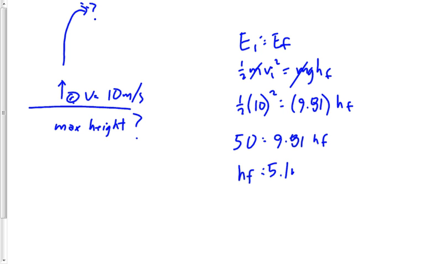So a problem that looks completely different. Find the max height of the ball versus find the speed of the car when it reaches the ground. Ends up being solved in almost the same way, right? EI equals EF. Ask yourself the same three questions. Do we have kinetic energy? Do we have gravitational potential energy? Do we have elastic potential energy? Sub in an equation for each of the types that you have.